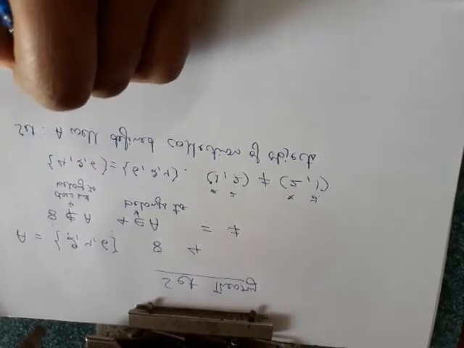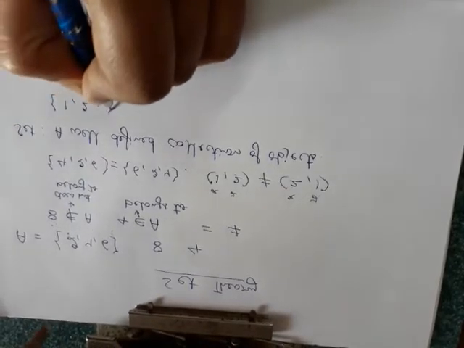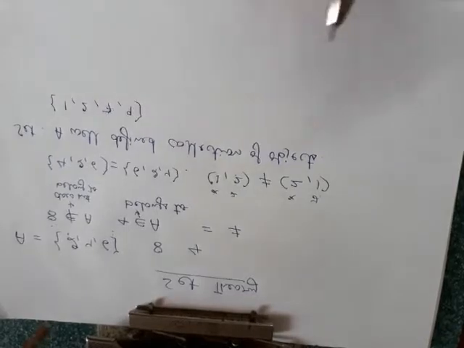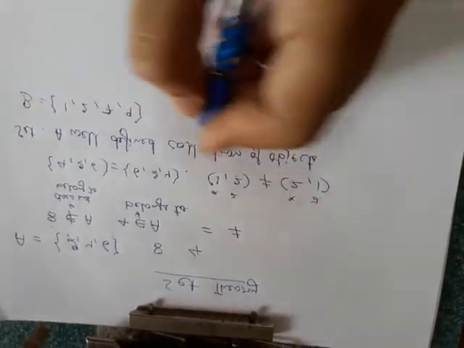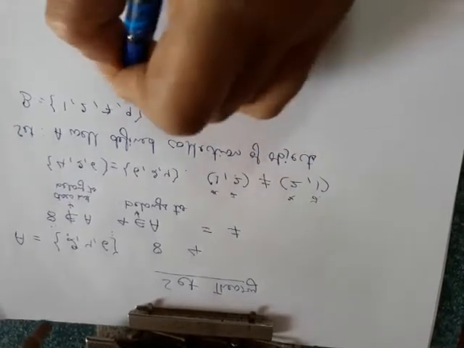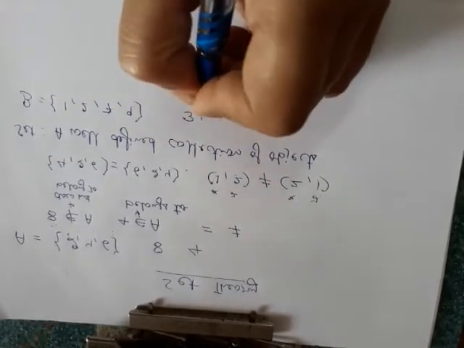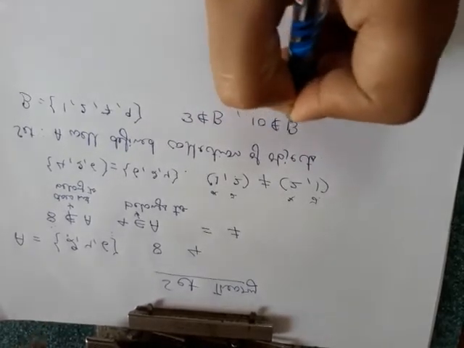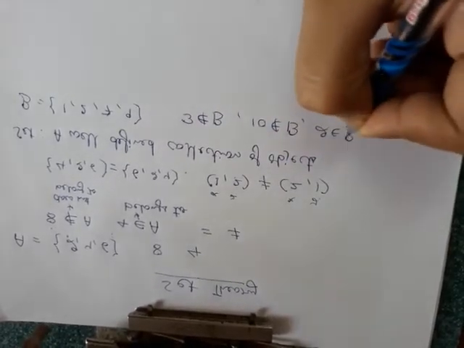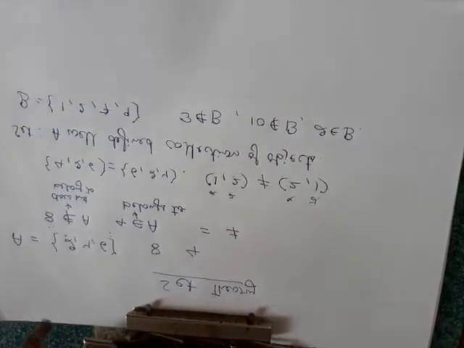Like if I say I have these numbers, so looking at the set we can say that 3 is not in B, 10 is not in B, 2 is in B. So it is a set.